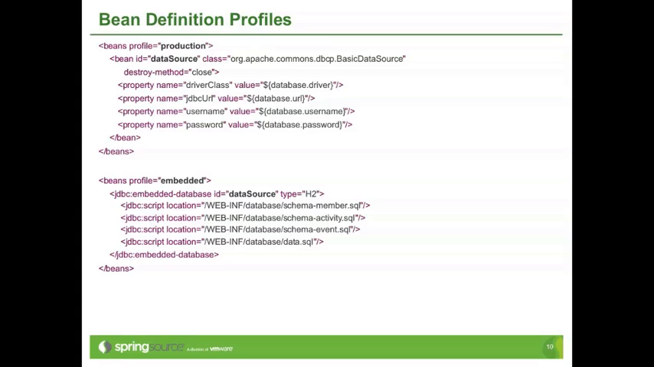If profile embedded is active, we'll evaluate all bean definitions within this section. At runtime, there may, of course, be any number of profiles active. But in this case, it's quite obvious that those are designed as alternatives. So you would activate production or embedded. So one of those two data sources would become registered at runtime.